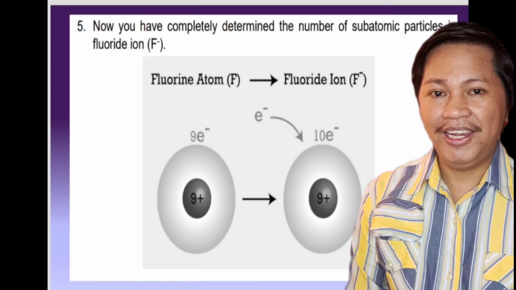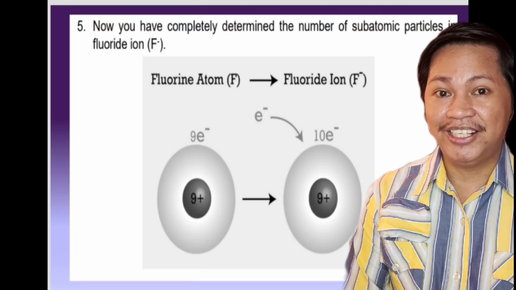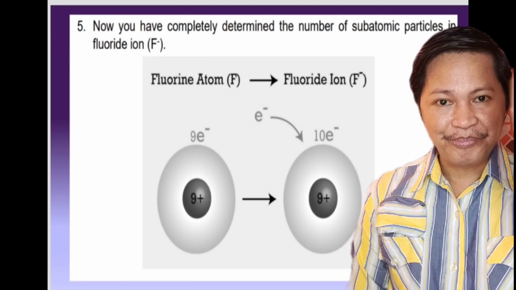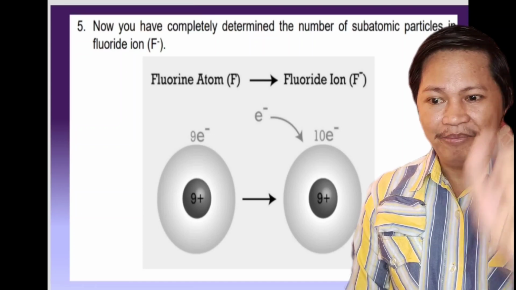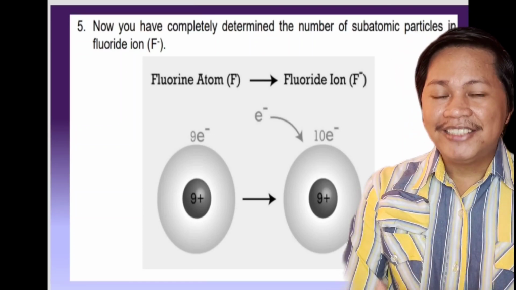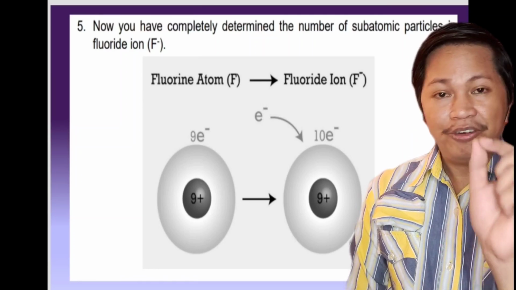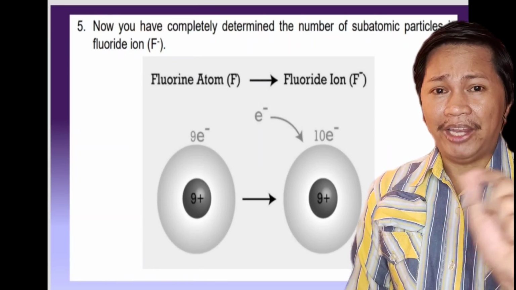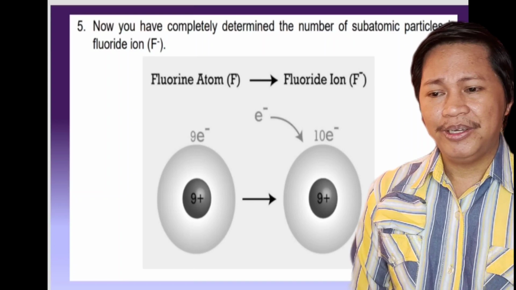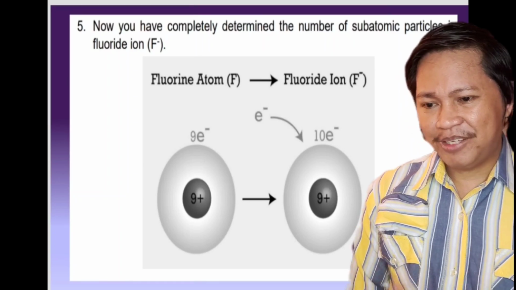Kasi po ay nag-accept siya or nag-gain siya ng electron. So yung charge sa taas, magiging F negative, kasi nag-accept siya or gain siya ng electron. For example, here in the picture, from fluorine atom, paano siya naging ion? Of course, madali lang yan.